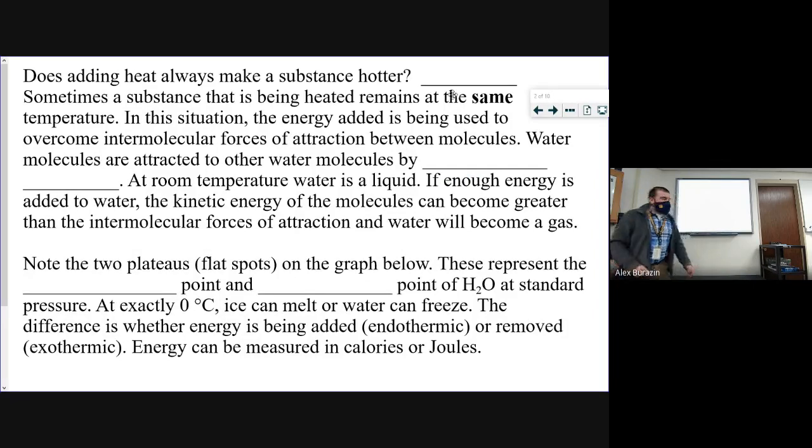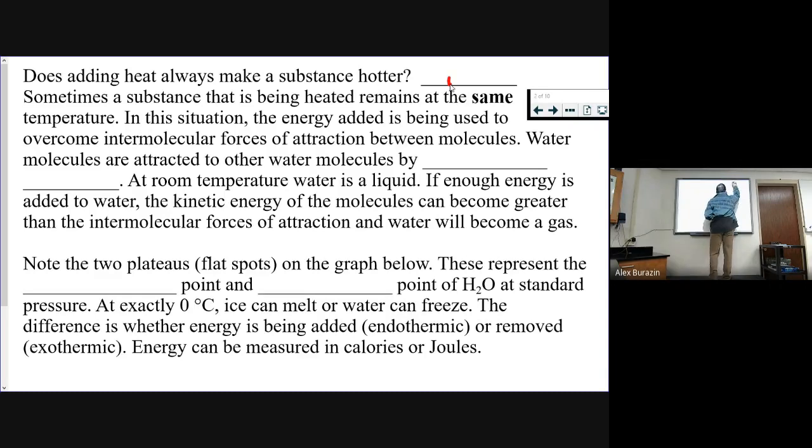Whole bunch of words. Does adding heat always make a substance hotter? If I add thermal energy, aka heat, to a substance, does it always increase the temperature of that substance? Yes. Yeah. No. Now, what does it feel like the answer should be? Feels like the answer should be yes, which means it's probably what? No. Okay, the answer is no.